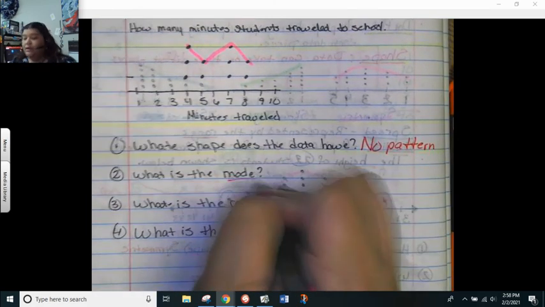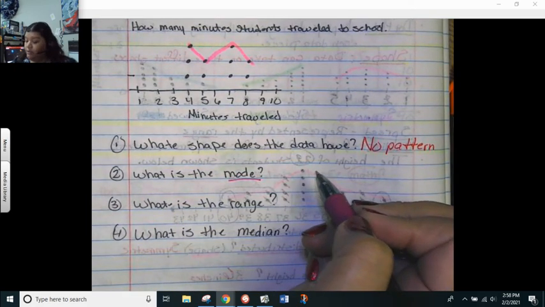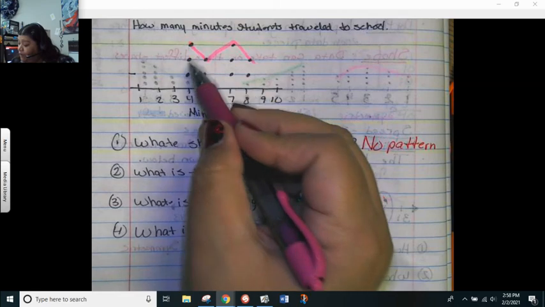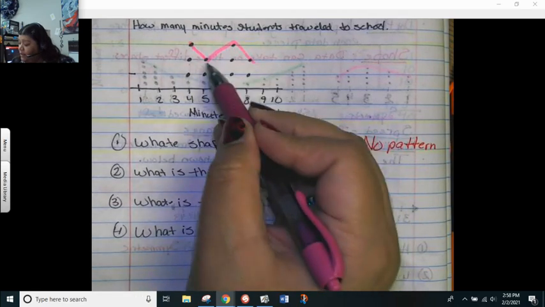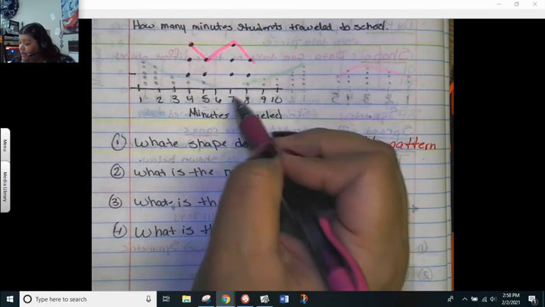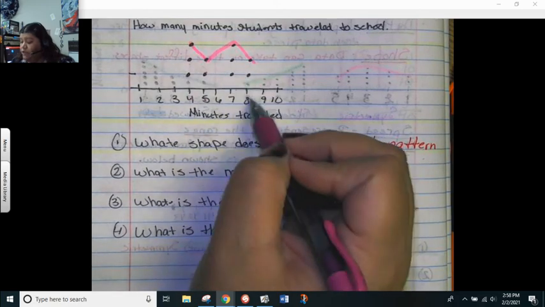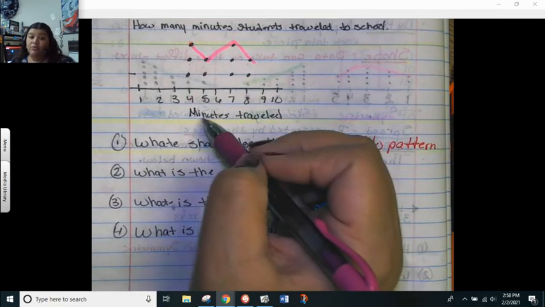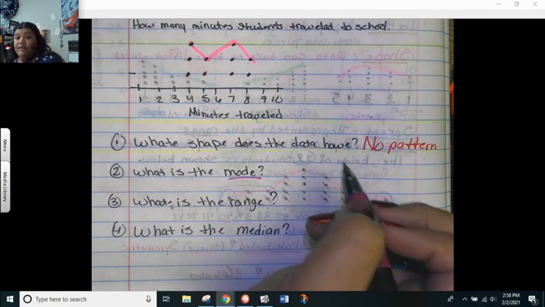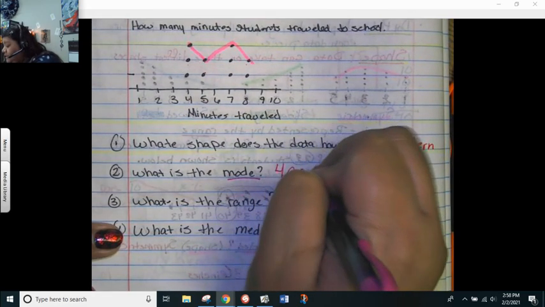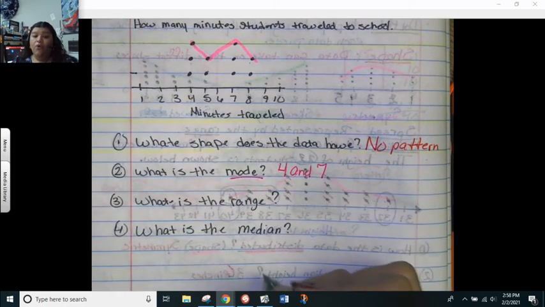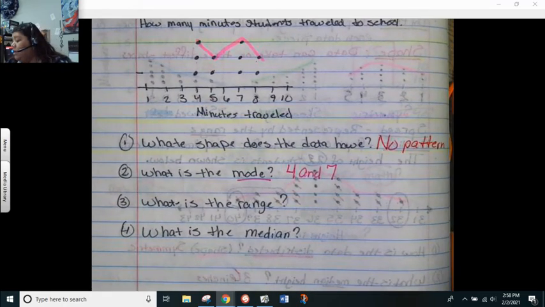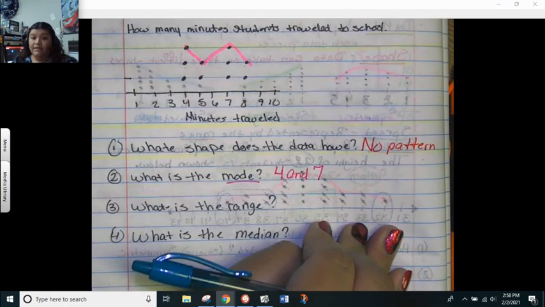What is the mode? It's the tallest one and the one that has the most dots. 4 has 3 dots. 5 has 2 dots. 7 showed up 3 times and 8 showed up twice. So I have 2 numbers that showed up 3 times. So your mode is actually 4 and 7. 4 and 7 are the modes there.